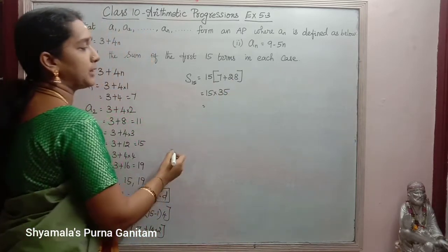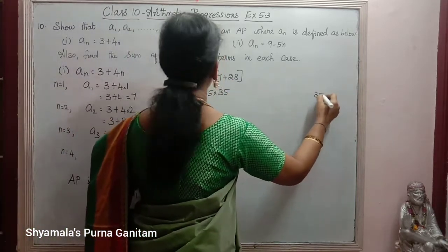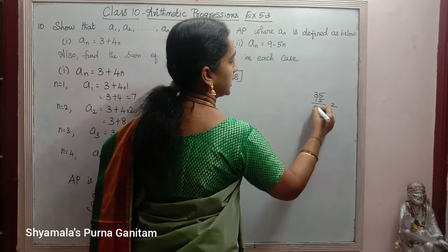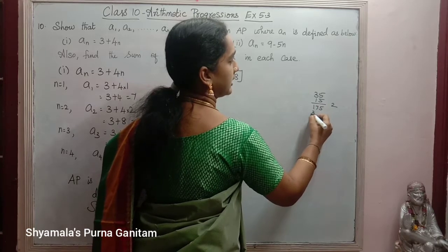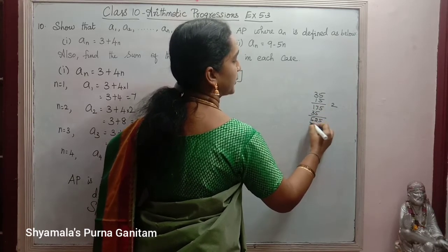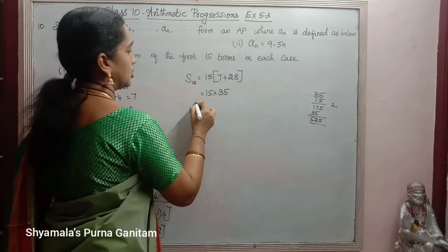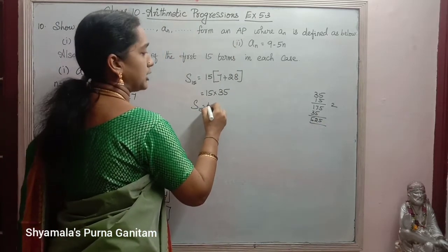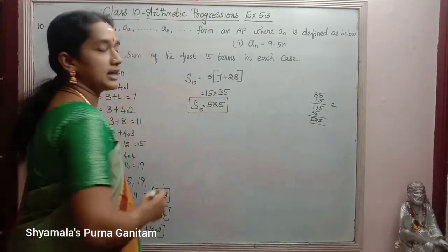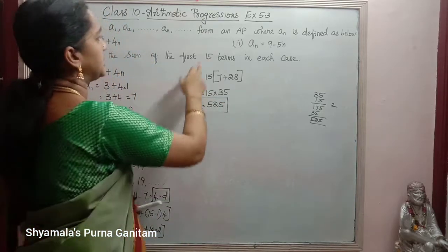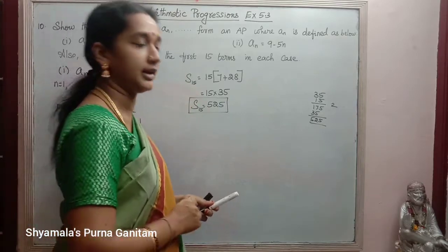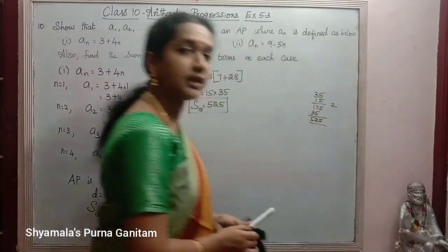So, when we multiply 35 and 15, 5 5s are 25, carry 2. Then 35 1s are 35. When we add this, we will get 525. So, S15 is equal to 525. This is the thing we are asked to find. We are asked to find the sum to 15 terms. So, S15 is equal to 525. So, this is the first sum.